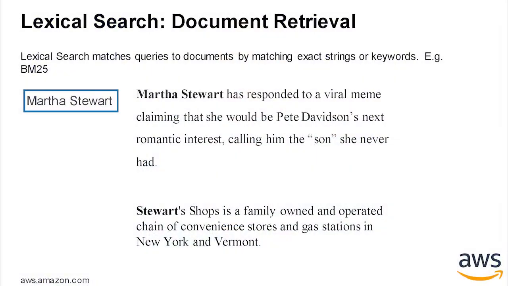So if, for example, a user was to put in Martha Stewart as a query, then they could get a document that literally has the string Martha Stewart in it, for example, this first one. Or they might get a document that matches, say, the Stewart keyword. So for example, this second one is about Stewart shops, right? And that wouldn't quite be relevant, because unless Martha Stewart happens to own that shop, it's not really relevant to Martha Stewart. And just to foreshadow what we're going to be talking about next, this is basically how BM25 works, which is a standard technology for indexing and retrieval.